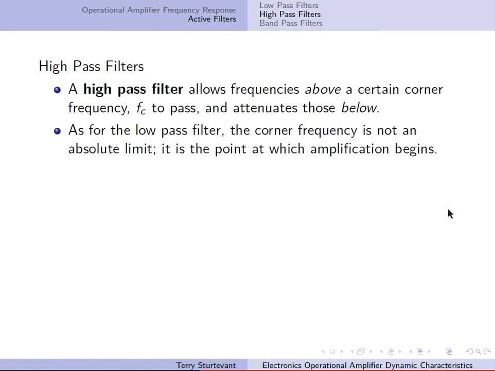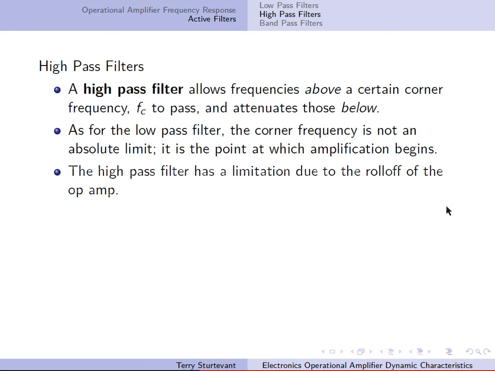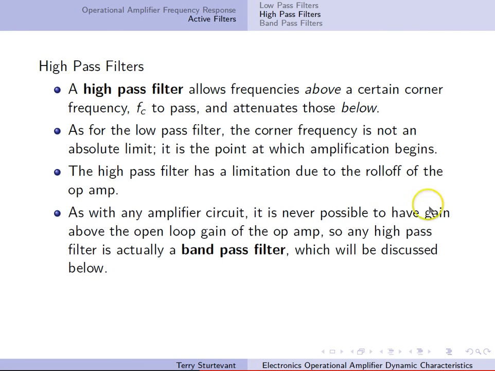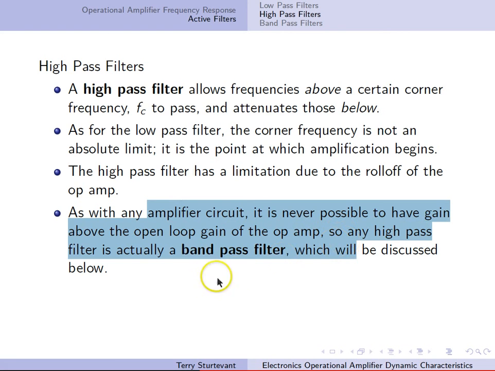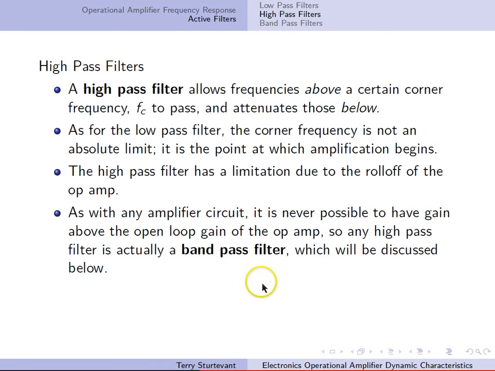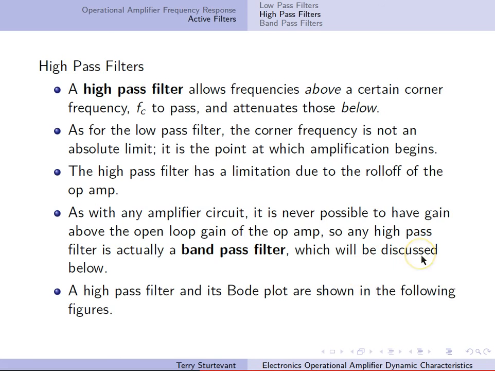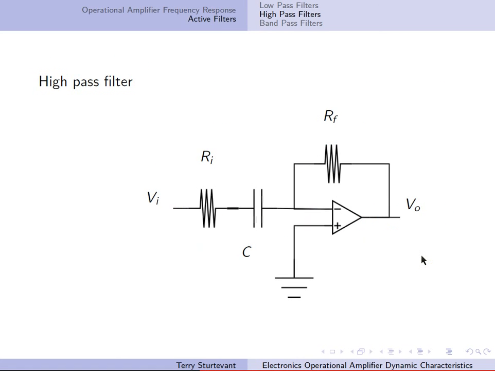A high-pass filter allows frequencies above a certain corner frequency to pass and attenuates those below. Just like for the low-pass filter, the corner frequency is not an absolute limit. It's the point at which amplification begins. The high-pass filter, though, has a limitation due to the roll-off of the op-amp itself. As with any amplifier circuit, it's never possible to have gain above the open-loop gain of the op-amp, so any high-pass filter is actually a band-pass filter, which will be discussed below. A high-pass filter and its Bode plot are shown in the following figures.